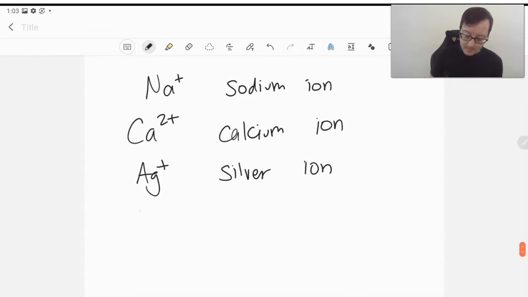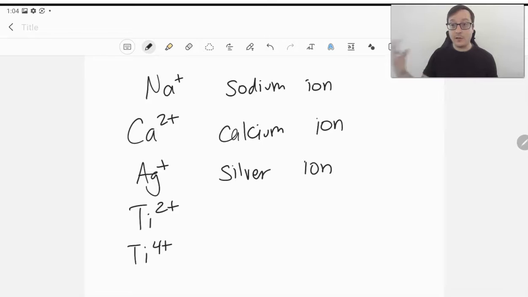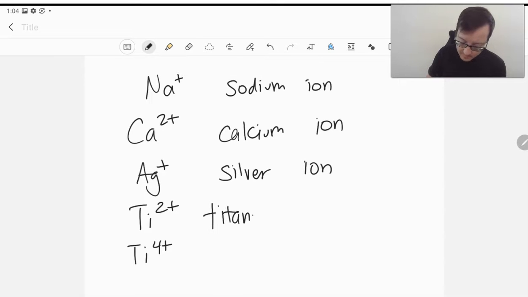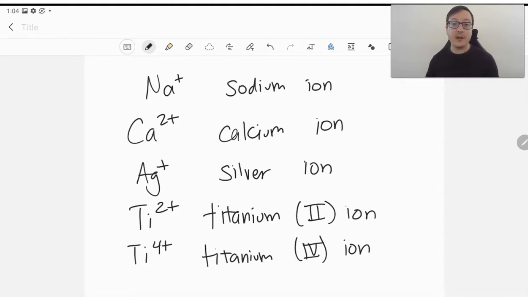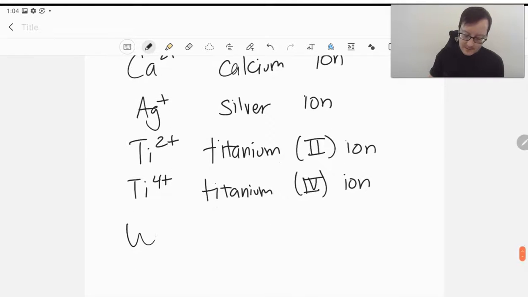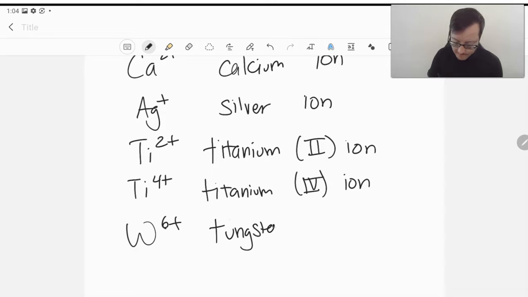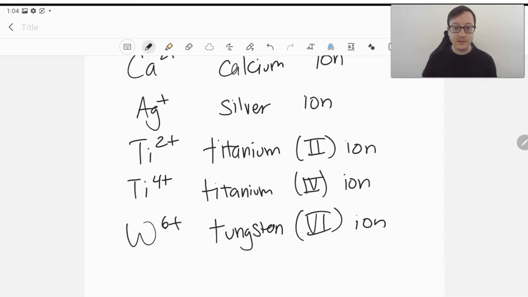For example, titanium can come in 2 common charges. There are others. It could be titanium 3+ as well. There aren't fixed rules for these. And since there aren't, we have to indicate so in the name. So for this one, we would say it's a titanium(II) ion, and this one would be a titanium(IV) ion. So we indicate the charge of the ion in Roman numerals. For example, this one, if you look on the periodic table, find W, it's tungsten. And this is a 6+ ion, so we'll indicate that with a 6 in parentheses.